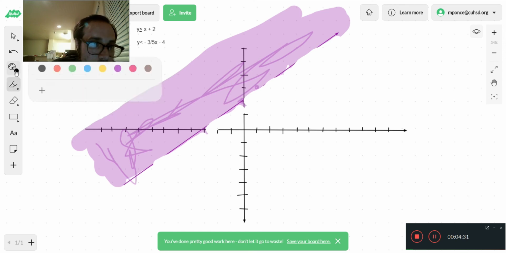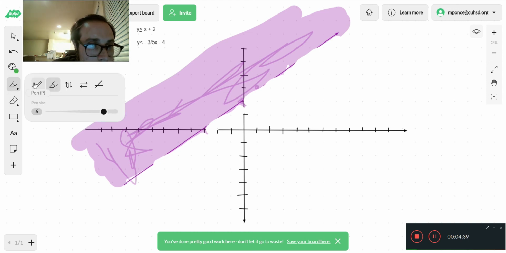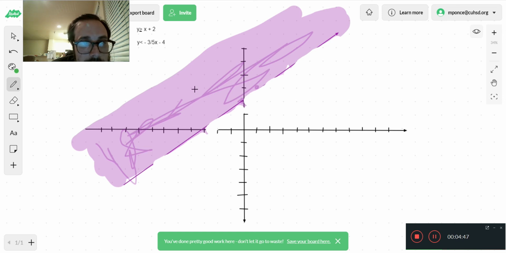I'm going to go ahead and change colors so you know it's a different equation. I'm going to go with green on this one. And I'm going to change the pen size. Let's make this smaller. And I'm going to start plotting these guys. So minus 4 is where I start. There's my intercept. There's a minus 4. And my slope is negative 3 over 5.